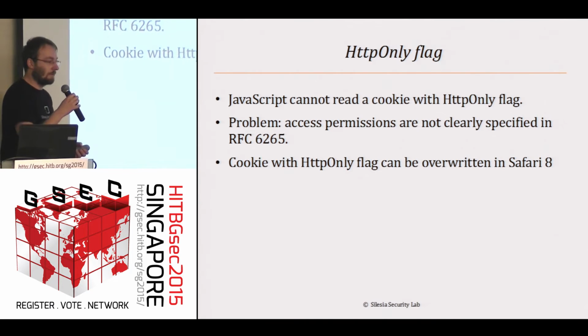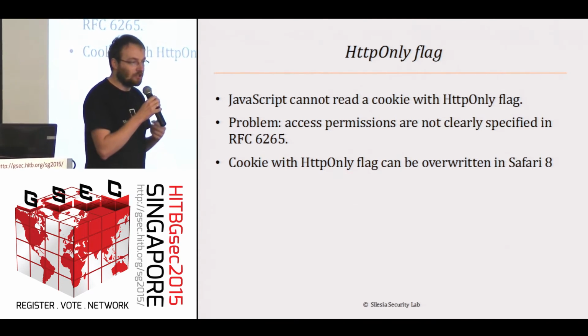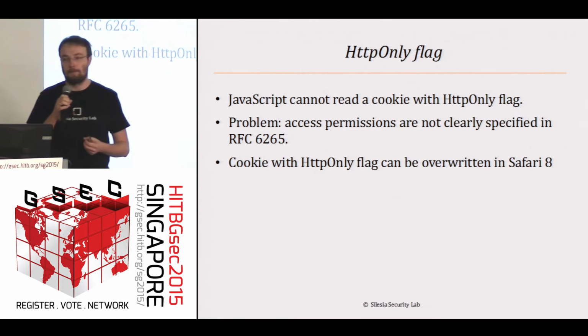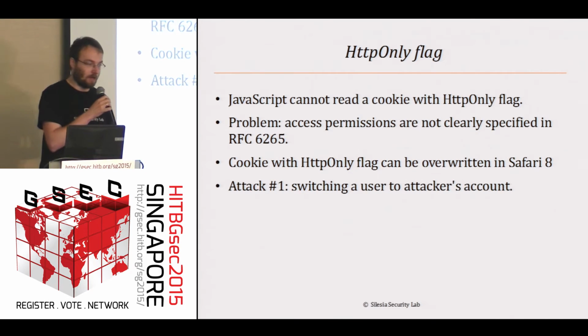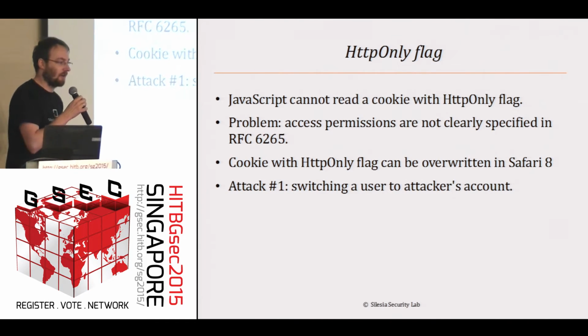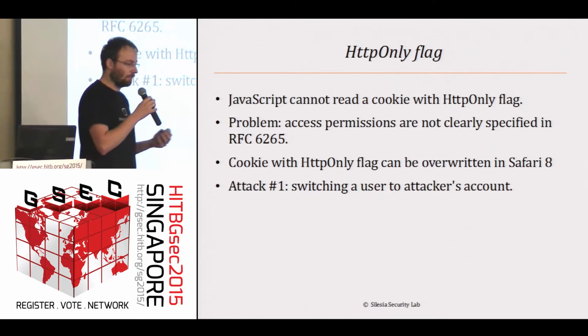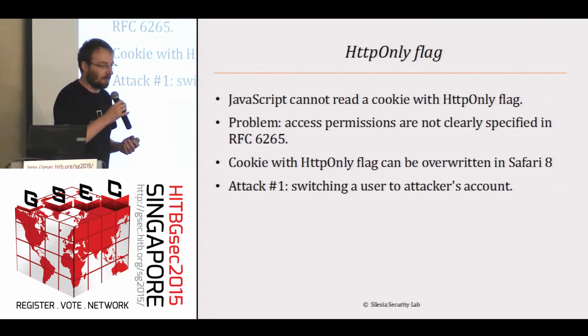And it turns out that in Safari 8, the most up-to-date one, a cookie with the HTTP-only flag can be overwritten. So the core of the problem was ambiguity in the RFC. What about some attack scenarios? What's the point? We need to figure out some potentially interesting attack scenario.